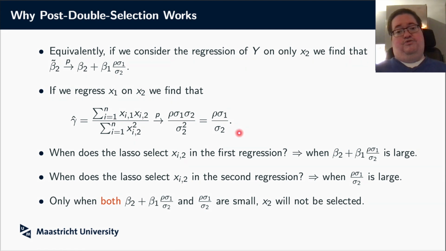So when does the lasso select x2 in the first regression? Whenever this coefficient, beta 2 plus beta 1 times rho sigma 1 over sigma 2, is large. When would the lasso select x2 in the second regression? When this coefficient, rho times sigma 1 over sigma 2, is large. If we take the union of those, because that's exactly what we're doing in post-double selection, when would we not select x2? Only if it is not selected in either. So that means both this one must be small and that one must be small.